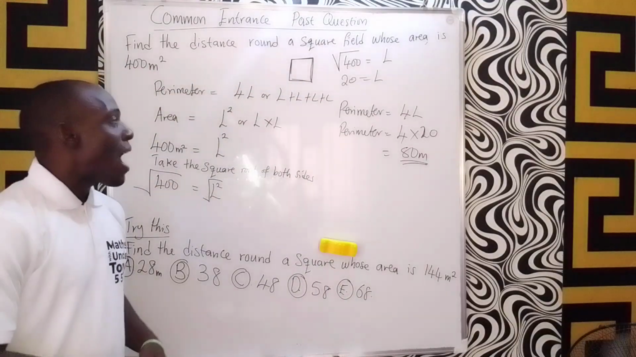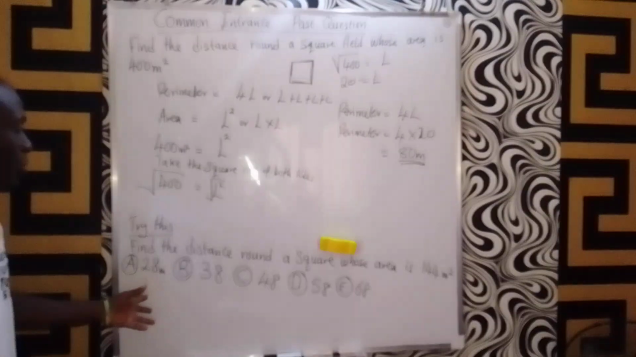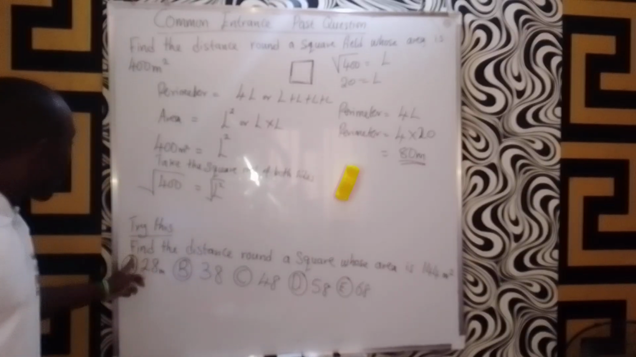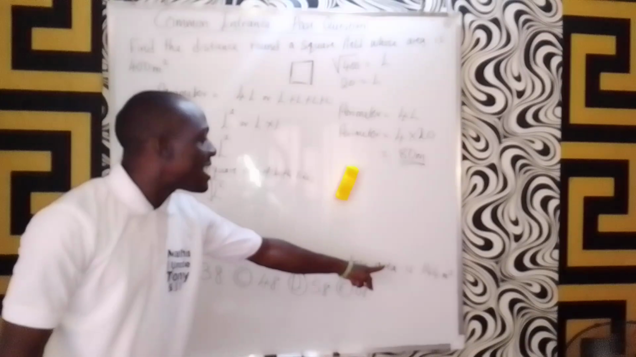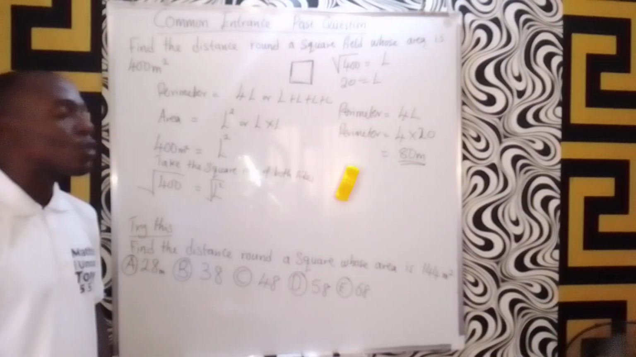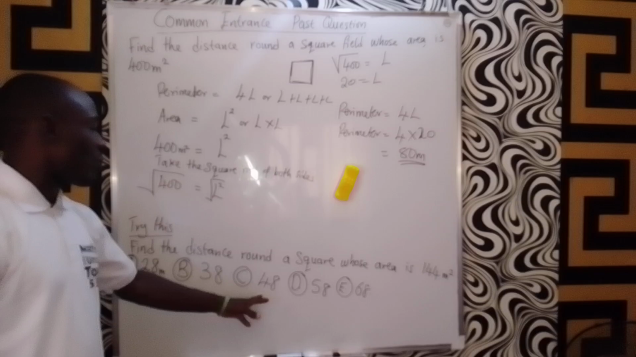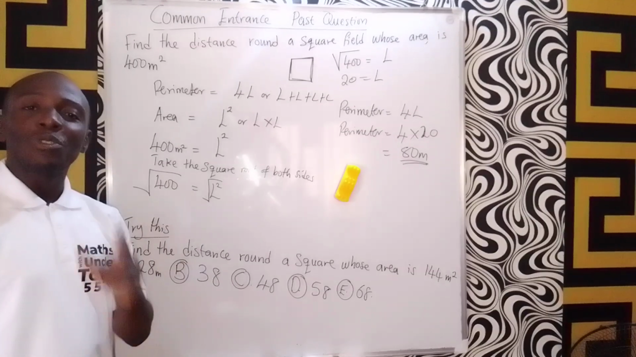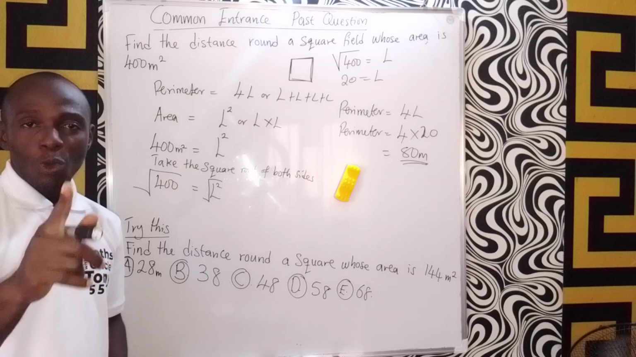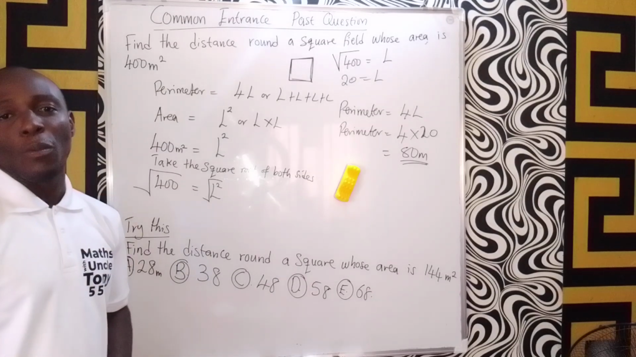So, am I sure that you understand what I'm doing here? Please try this question. They said, find the distance around a square whose area is 144 meter square. A is 28, B is 38, C is 48, D is 58, E is 68. Without you trying, I will not be sure that you understand it. Please try this question and let me know what you get in our comment section.